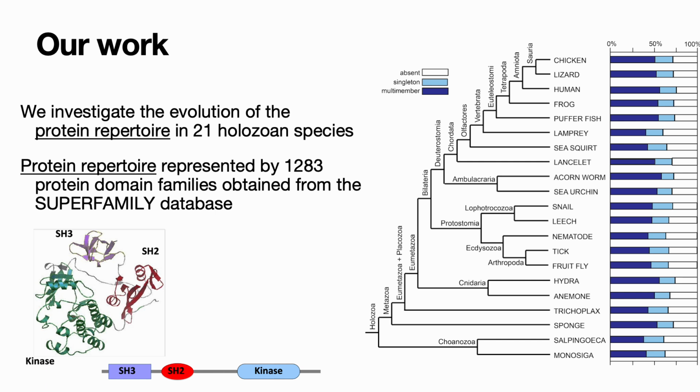In this work, we investigate the evolution of the protein repertoire in 21 holozoan species. In our study, the protein repertoire is represented by the protein domain families that are encoded in the genome. So what are domain families? Domains are sequence fragments that encode protein modules with a distinct structure and function. For example, the SRC kinase shown here has 3 domain sequences that correspond to 3 separate folds. Domains are the basic building blocks of proteins and therefore a good representation of the protein repertoire.